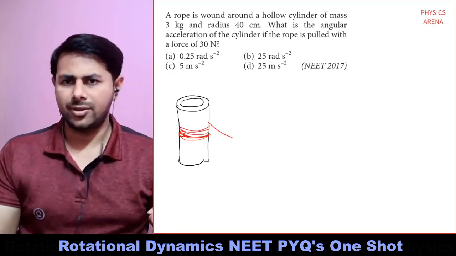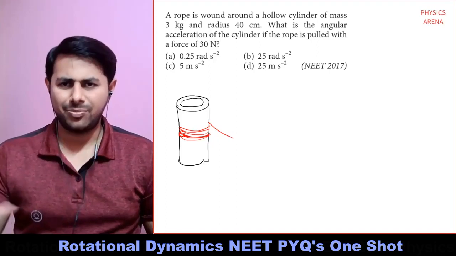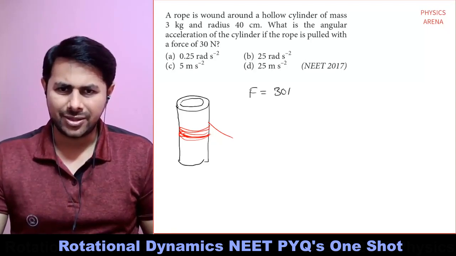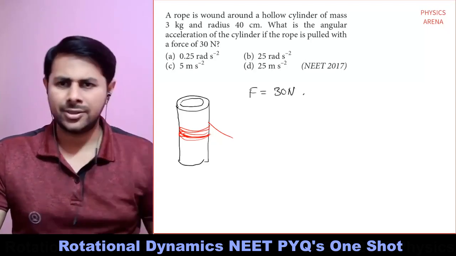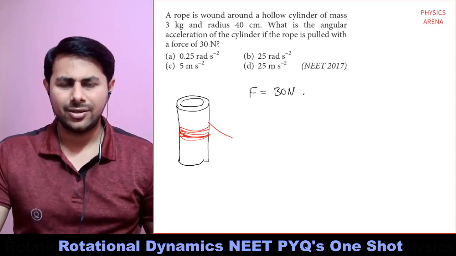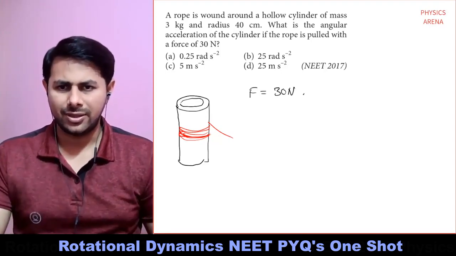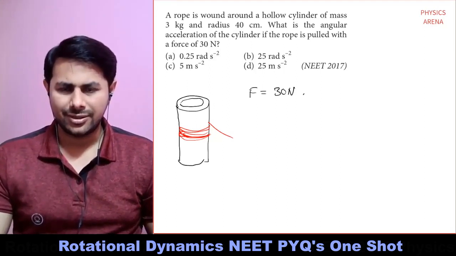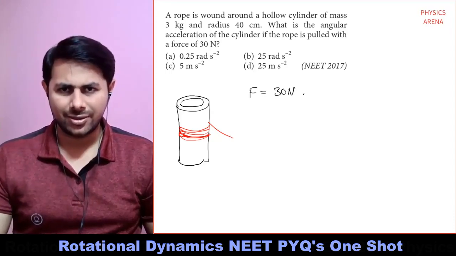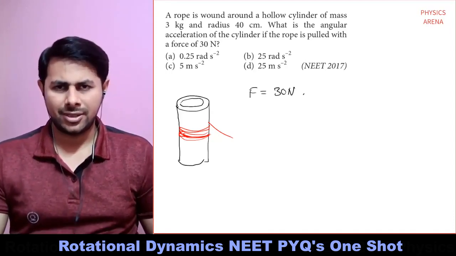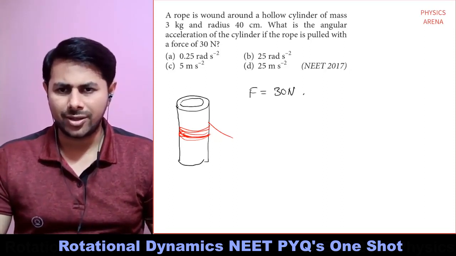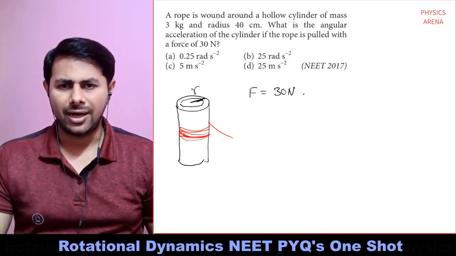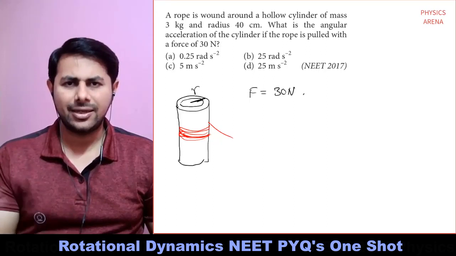You pull this rope with a force of 30 newton. So F is given, F is equal to 30 newtons. When you pull this rope, what will happen? There will be a tangential force acting on this cylinder, and due to which there will be torque. So how much would be the torque? This is R. So torque will be equal to R multiplied by F multiplied by sine theta.